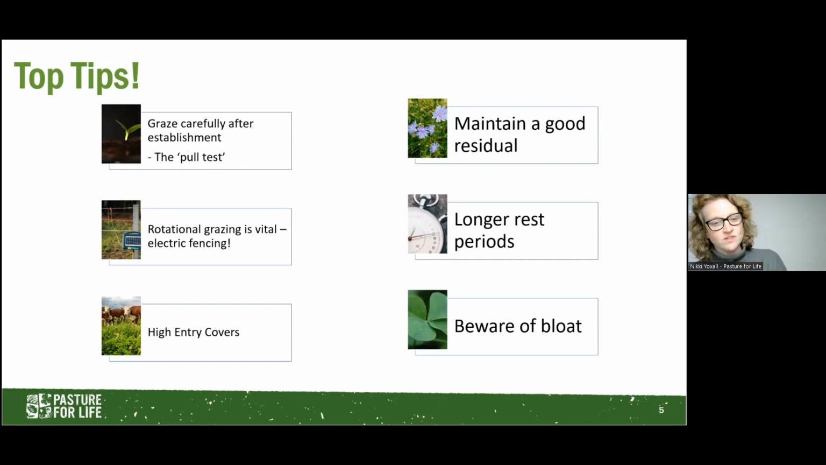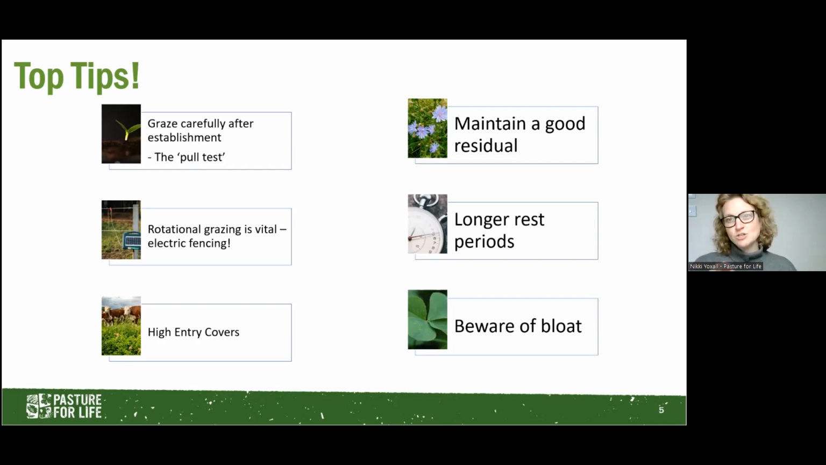But these high entry covers are important, and maintaining a good residual is really key. What I often find with these herbal leys is that you go into them in the middle of summer, they look amazing. They're 6 foot tall, they're full of flowers, they've got bees buzzing all over them. They're really, really gorgeous. You put your animals in, the animals graze, you get a bit of rain and they absolutely melt. And there's very little basal ground cover. So at the point where the plant meets the ground, the amount of cover down there is pretty low if you graze it too hard.